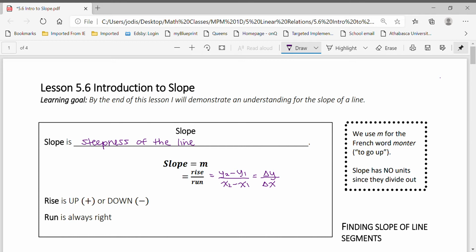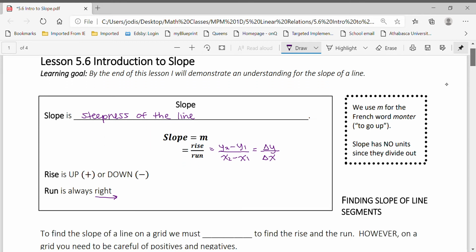Rise is up, positive, or down, negative, and run is always going to be to the right. Just for funsies, why do we use m for slope? Because it doesn't have a letter m in it. It comes from the French word monter, to go up. Slope has no units because the units divide out, so it's always just going to be a number.